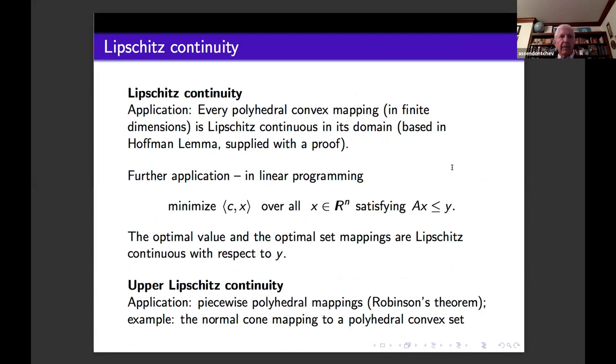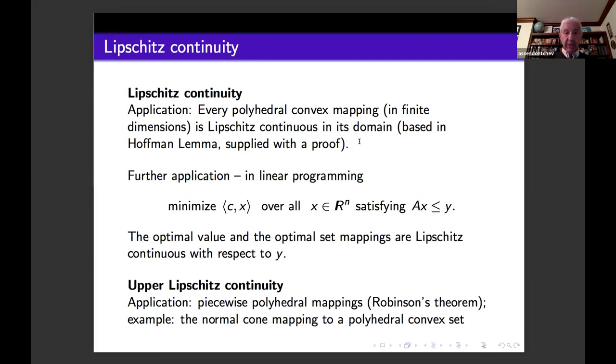Okay, the second topic in continuity properties is, of course, Lipschitz continuity. And immediate application, this was a very important part of this class. When I give a definition, I immediately look for application. I think this was a good approach. The students appreciated that. And this application was the well-known fact that every polyhedral convex mapping in finite dimensions is, of course, Lipschitz continuous in its domain. This is based on the well-known Hoffman lemma, which I supplied with the proof.